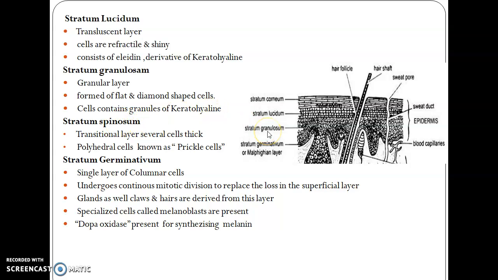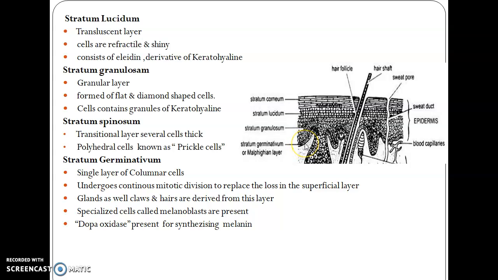Then this is followed by the stratum spinosum and the stratum germinativum. This is actually the layer of stratum Malpighi. The stratum spinosum is this layer, and it consists of several cells thick. It consists of different cells which are packed together and form that much thickness, and they have a polyhedral shaped structure. They are called prickle cells. So prickle cells are generally found in the stratum spinosum.